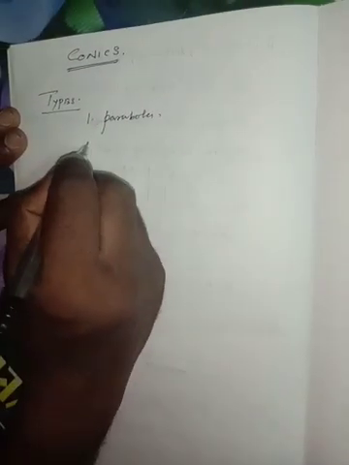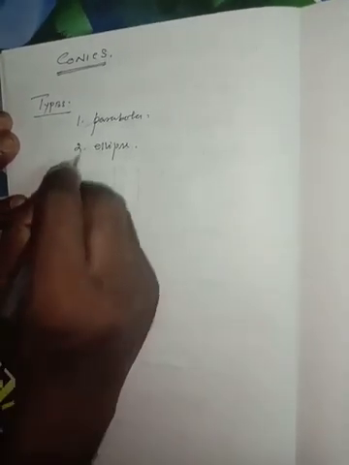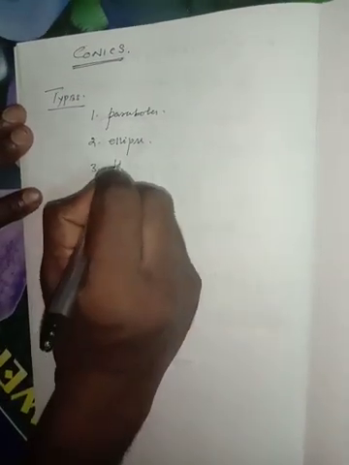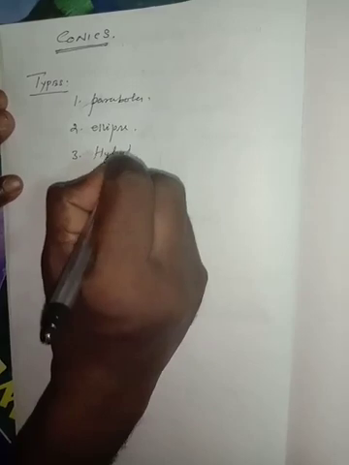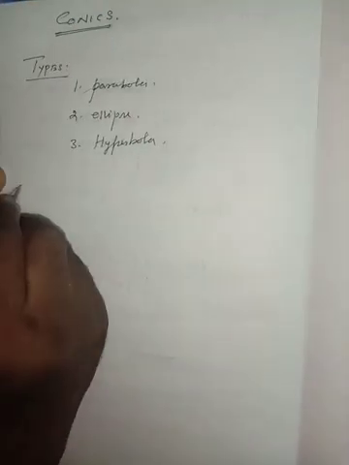Conics, there are three types. One is parabola. Number two, ellipse. Number three, hyperbola. First, we have to take parabola, number one.